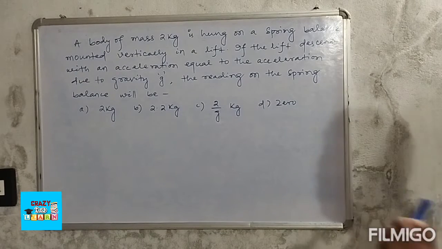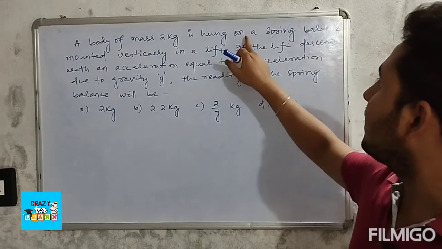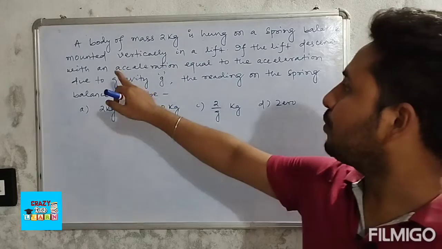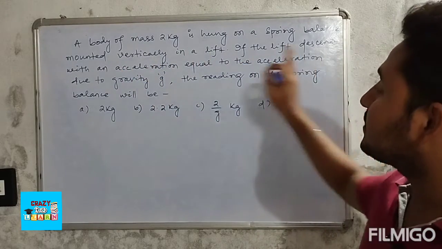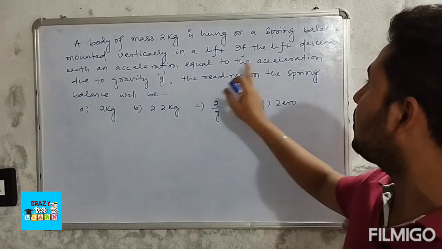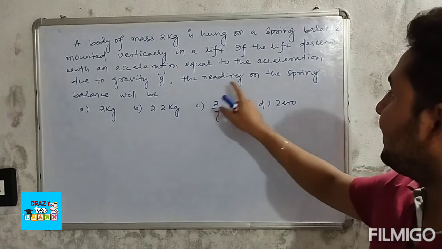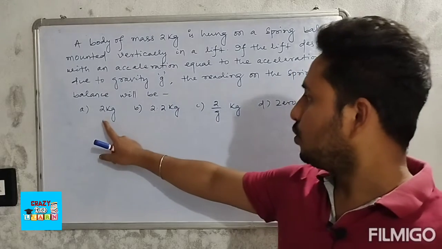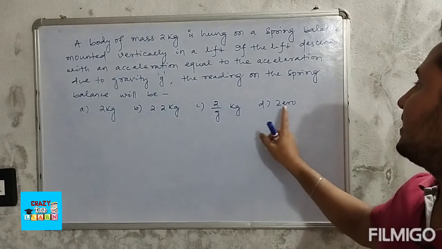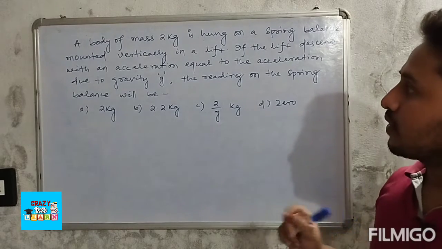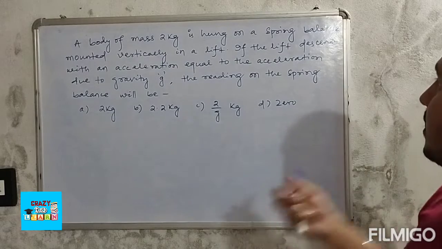Our next question, a body of mass 2 kg is hung on a spring balance mounted vertically in a lift. If the lift descends with an acceleration equal to the acceleration due to gravity, then the reading on the spring balance will be 2 kg, 2.2 kg, 2 by g kg or 0. Read the question carefully so that you can get the answer.